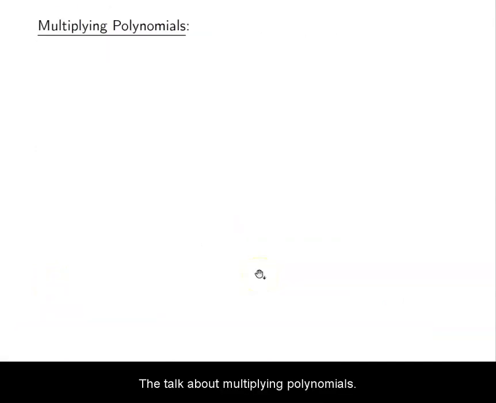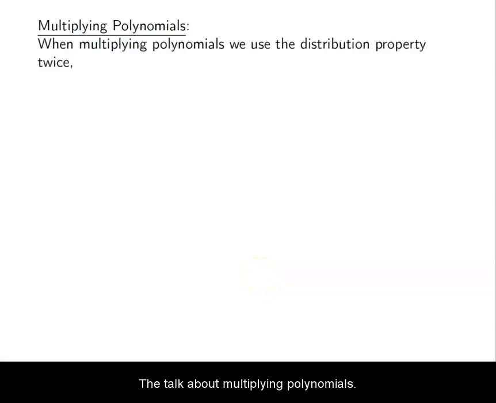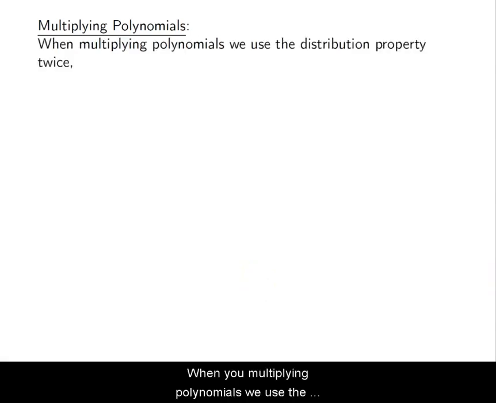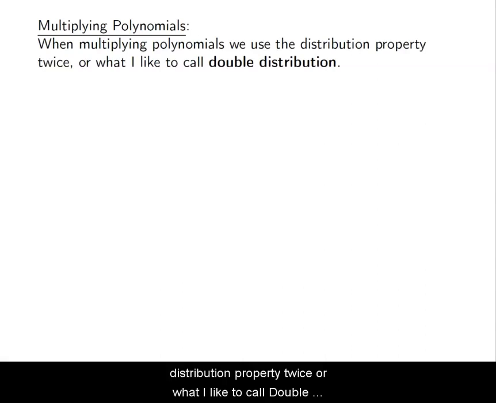Okay, so let's talk about multiplying polynomials. When you multiply polynomials, we use the distribution property twice, or what I like to call double distribution. There are other ways of multiplying polynomials that don't use this property. Lots of them are taught in high schools. In my classes, I don't really care how you multiply them as long as you're showing your work.